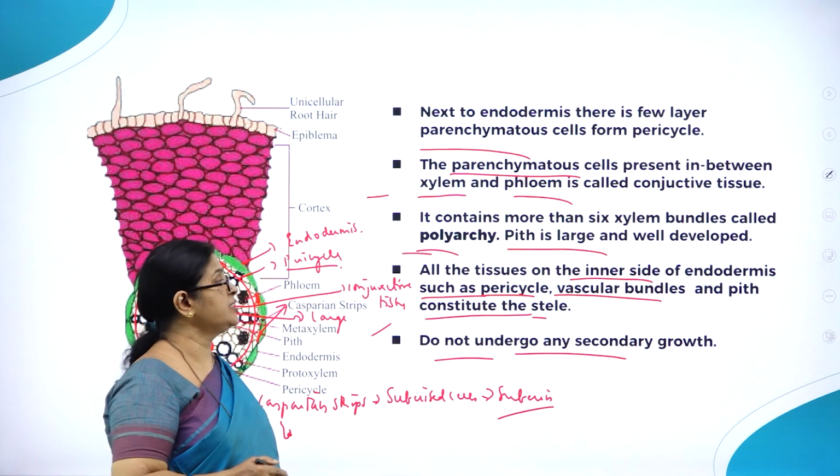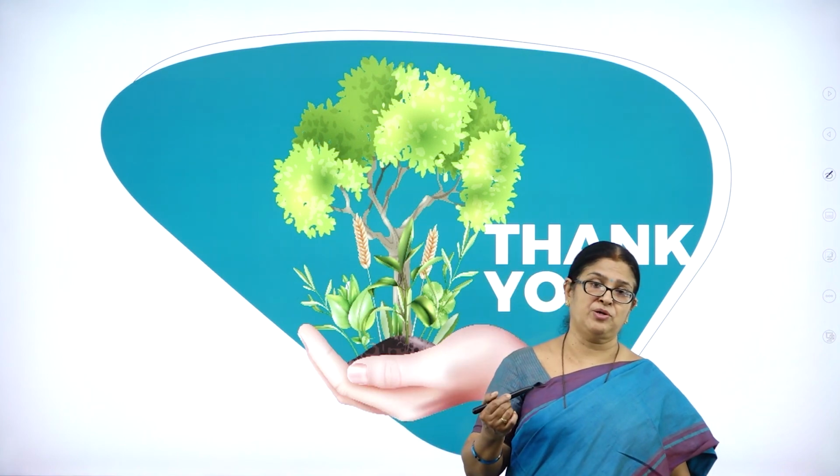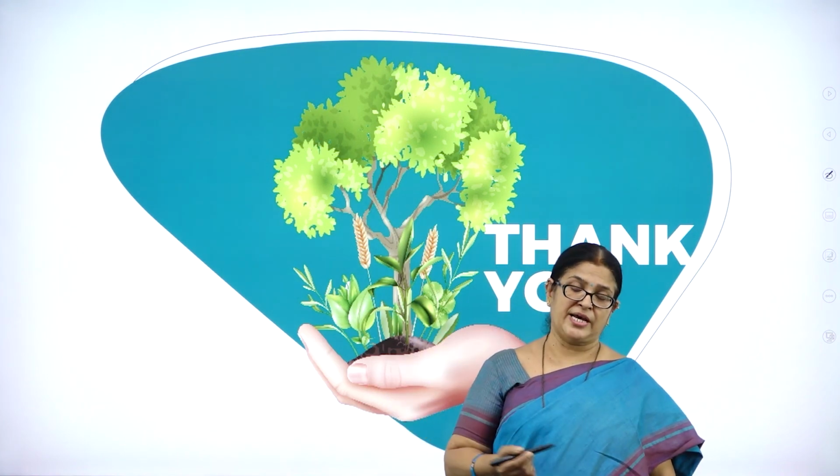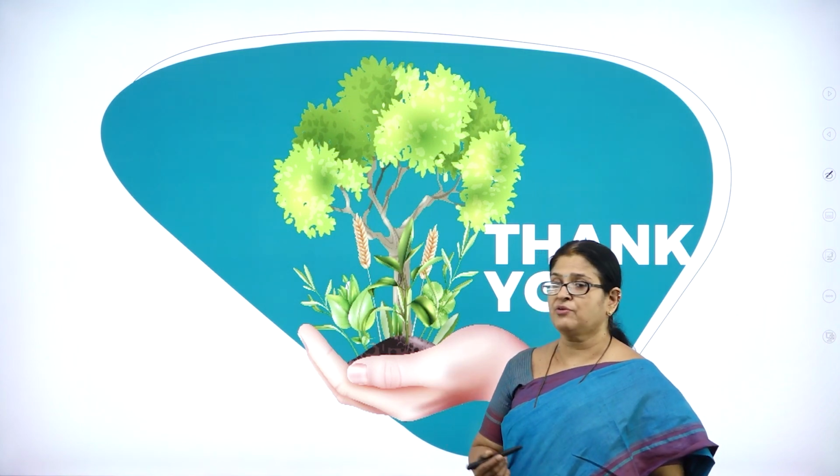Hope you have understood the anatomical features of the monocot root also. So in today's session we have studied about the arrangement of vascular bundles, then the TS of dicot root and the TS of monocot root.